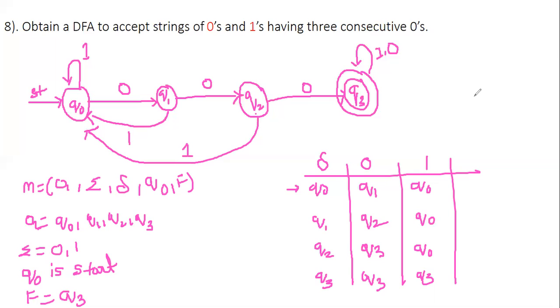So this is the solution for your question of 3 consecutive zeros. Okay, students.